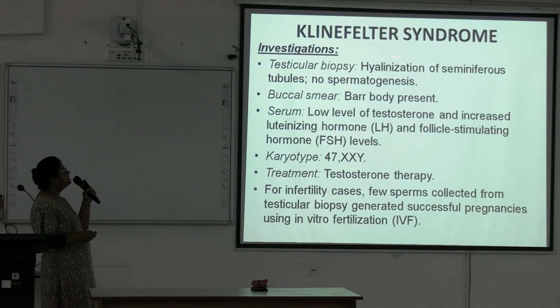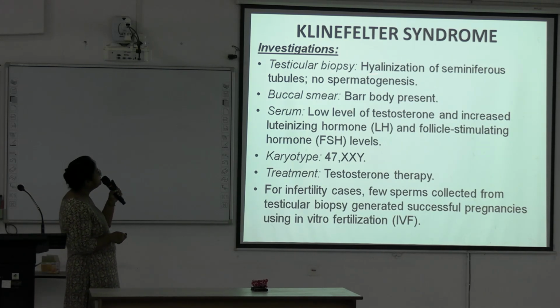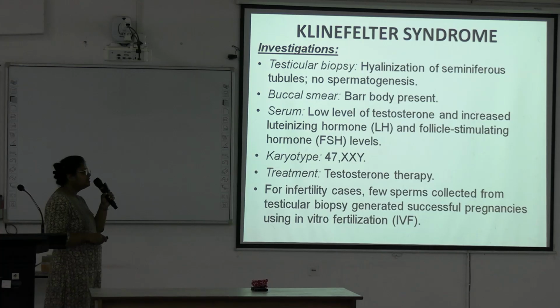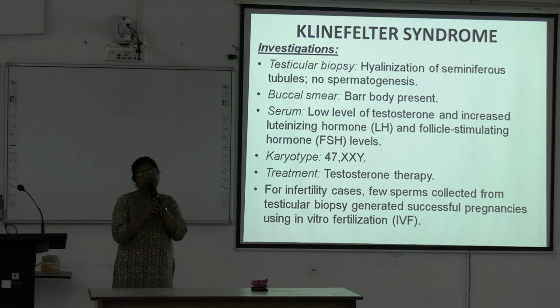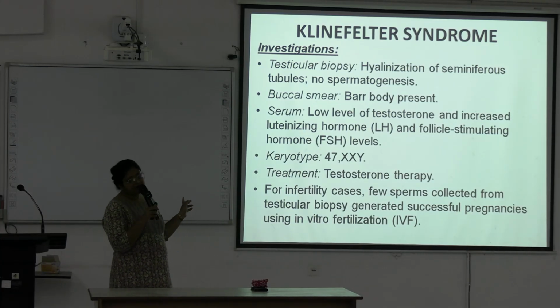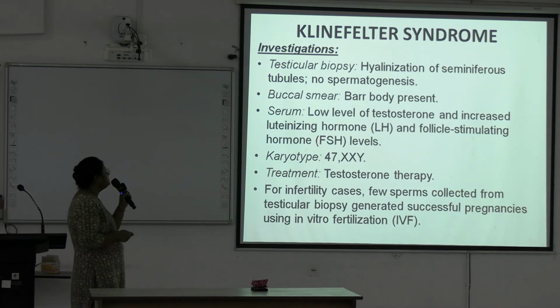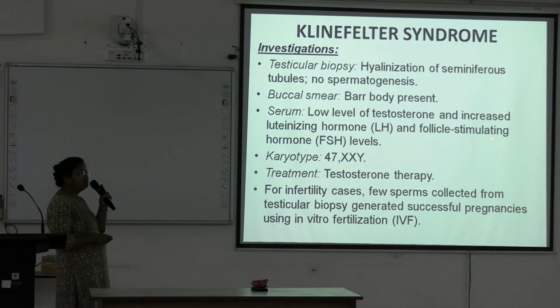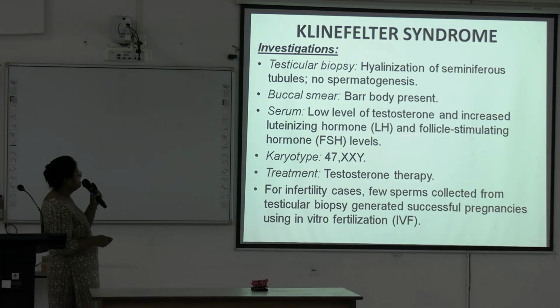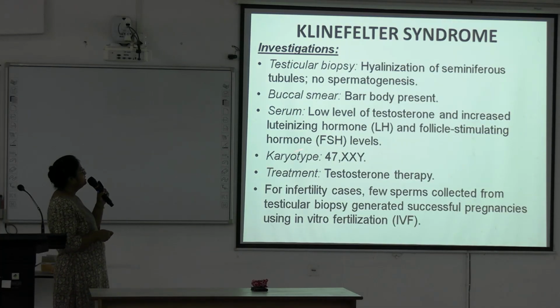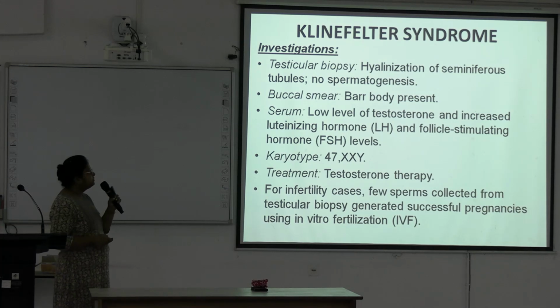In testicular biopsy, hyalinization of seminiferous tubules and no spermatogenesis will be seen. In buccal smear, Barr body is present. Generally, in a male child Barr body is absent, but in Klinefelter syndrome Barr body is present. In serum, you can see low levels of testosterone and increased LH and FSH. These levels are normally higher in females, but in a male child these levels are increased in Klinefelter syndrome.